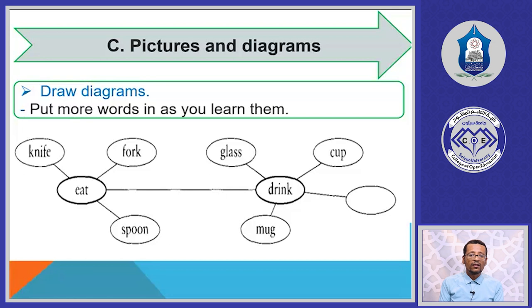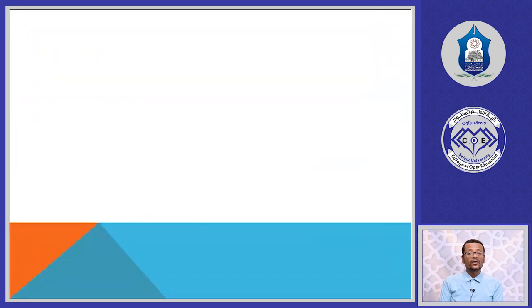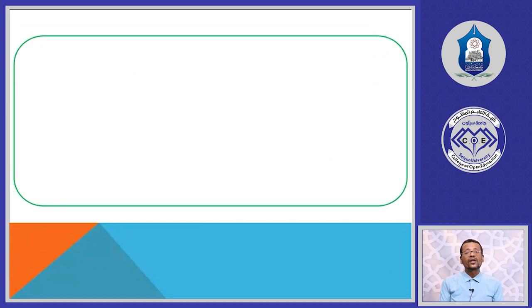Then the verb drink. What are the containers that we use when we need to drink? So even you can write what are the things that we drink. So you say we use glass, cup, jug, for example, mug. We can use things that we drink, different types of juices, for example, you can add. So whenever you learn a new word related to the verb that you wrote in the middle of the diagram, add it to that place. This is a good way. So these are three ways to help you to organize your notebook.